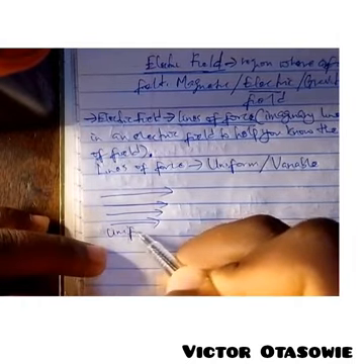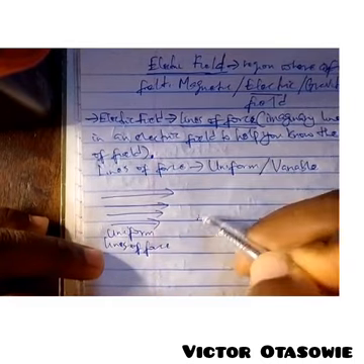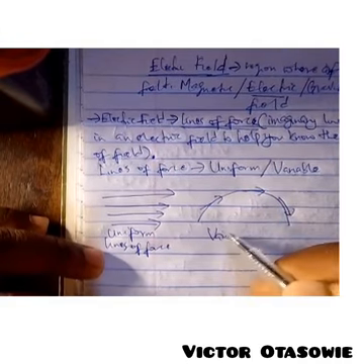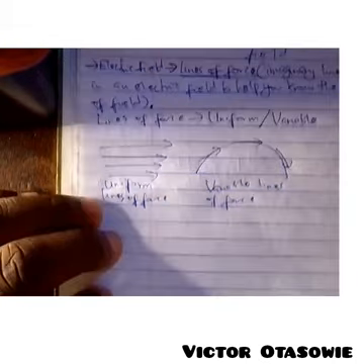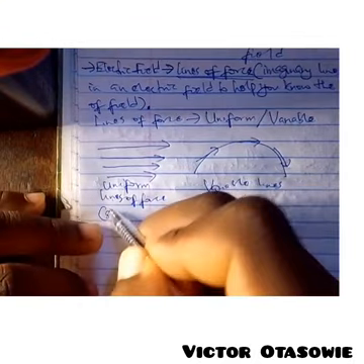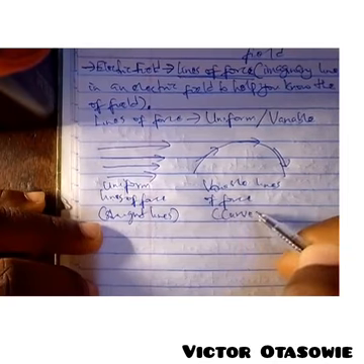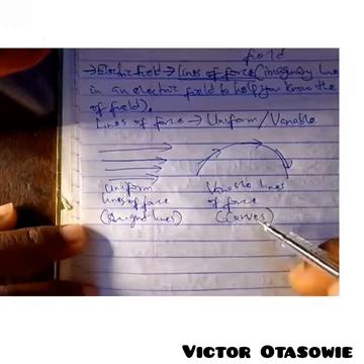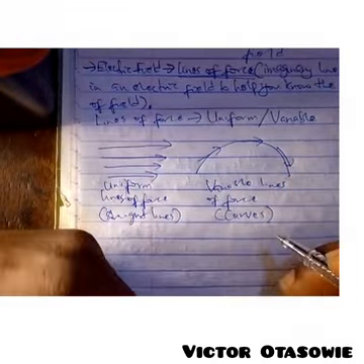Then the variable lines of force are like curves. So the variable lines of force are usually curves. We can have the uniform lines of force, and we can have the variable lines of force. Uniform lines of force are usually straight lines, while the variable lines of force are usually curved in nature. So we can have a uniform field, and we can have a variable field.